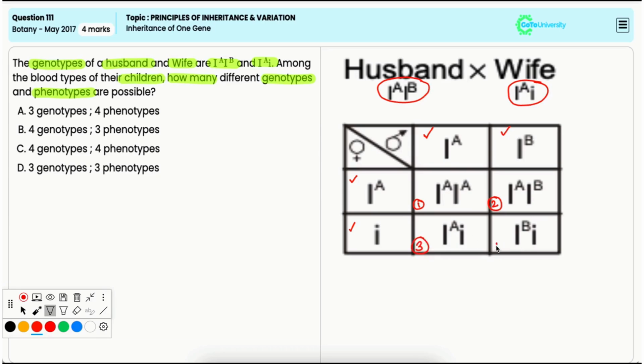So, the phenotypes of the children would be blood group A for IAIA and IAi, blood group B for IBi, and blood group AB for IAIB. So, the total number of genotypes is equal to 4 and the total number of phenotypes, that is group A, group B and group AB, is equal to 3. Hence, the correct answer is option B.